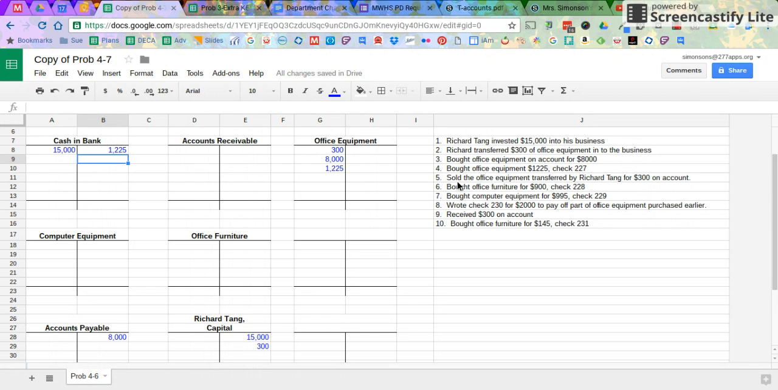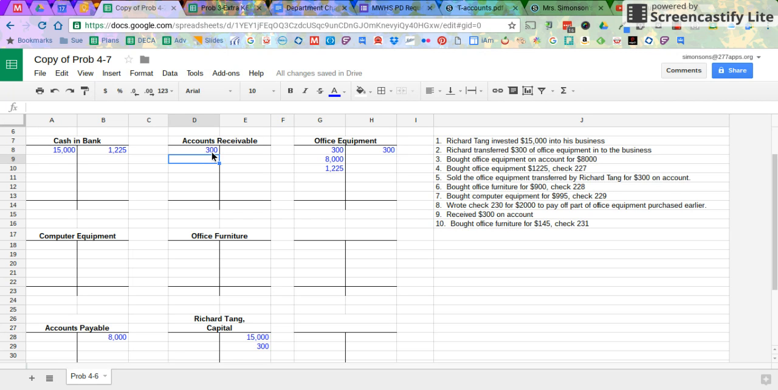Five, we sold office equipment transferred by Richard Tang for $300. So the office equipment is going down because we sold that, and we sold it on account. So our accounts receivable, we have a future value coming in, is the increase.